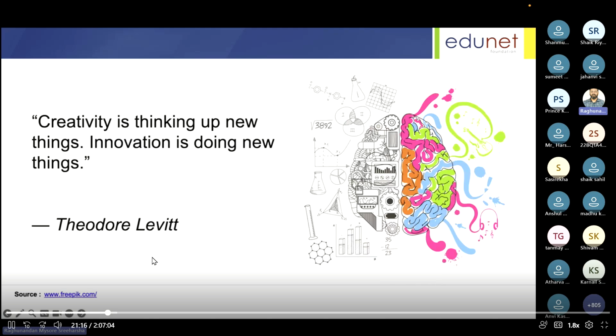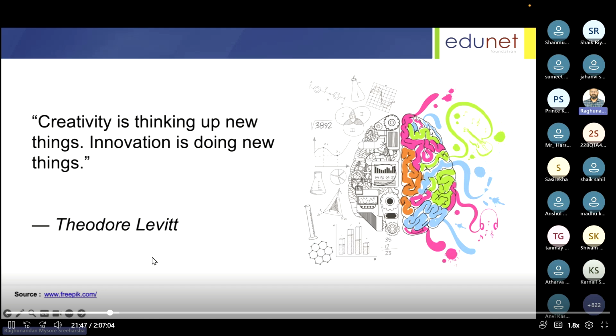Theodore Levitt basically says that creativity is thinking up new things, whereas innovation is doing something new, right? So this quote tells us a lot of things. Now, you can let me know what exactly creativity is to you, and what is invention, and what is innovation, in your own words. One or two students, or anybody who's interested, can just put them in the chat.